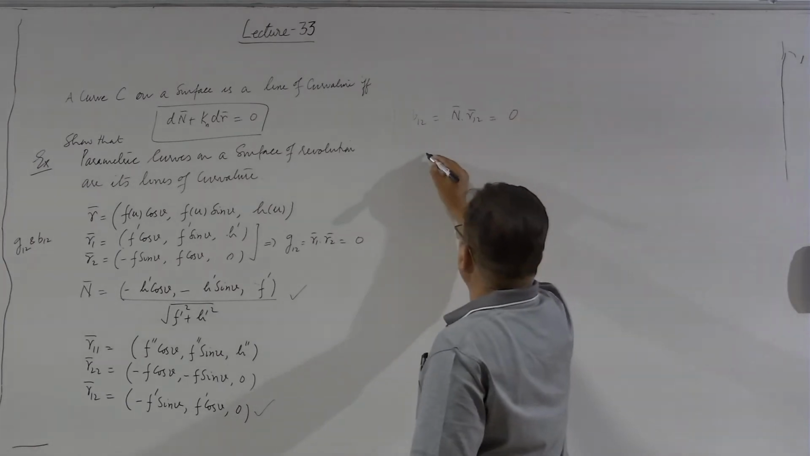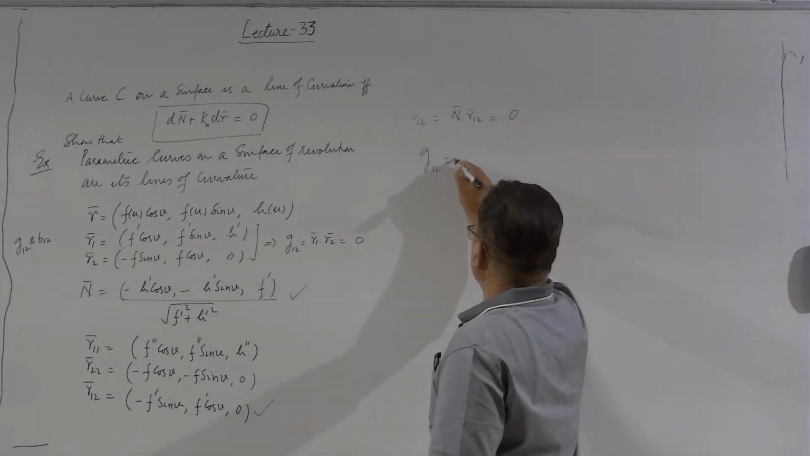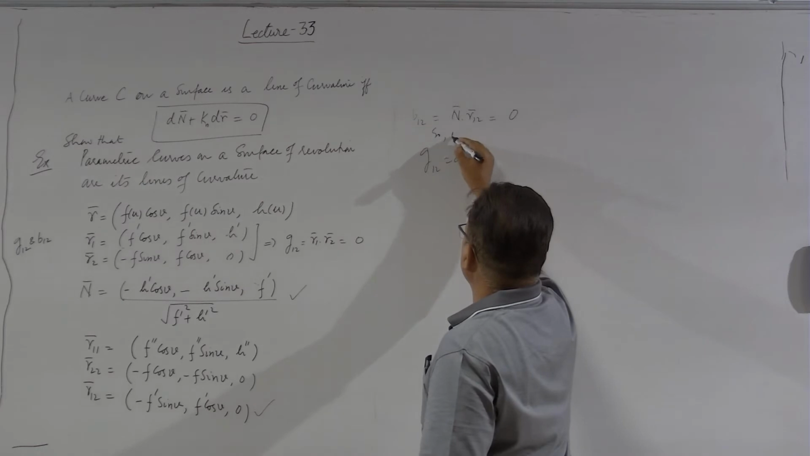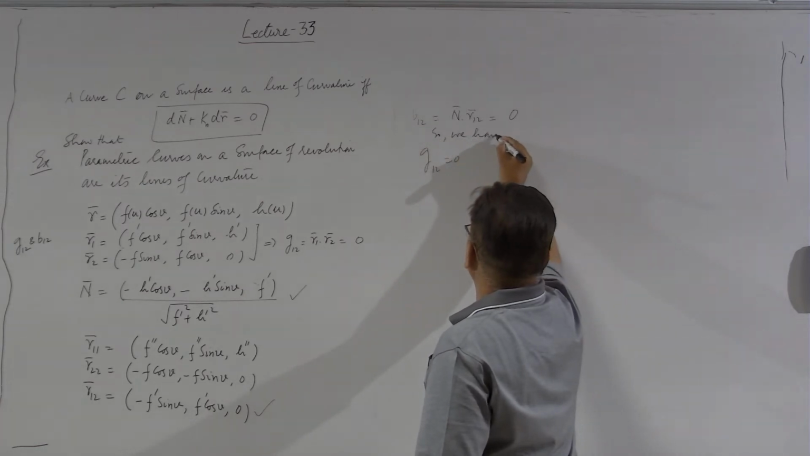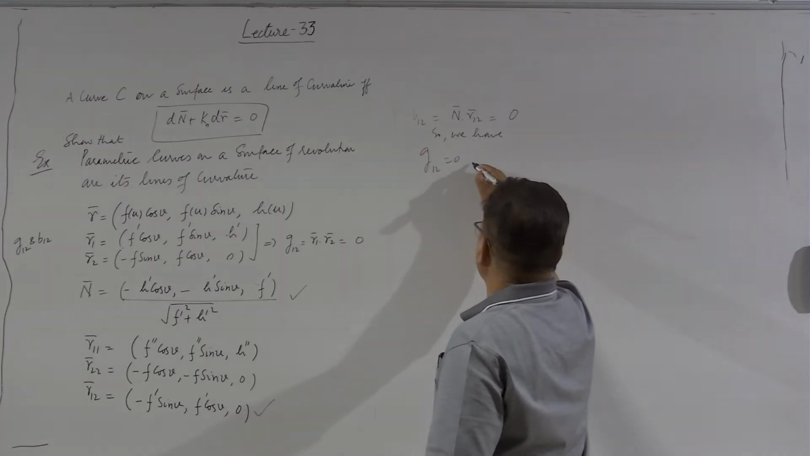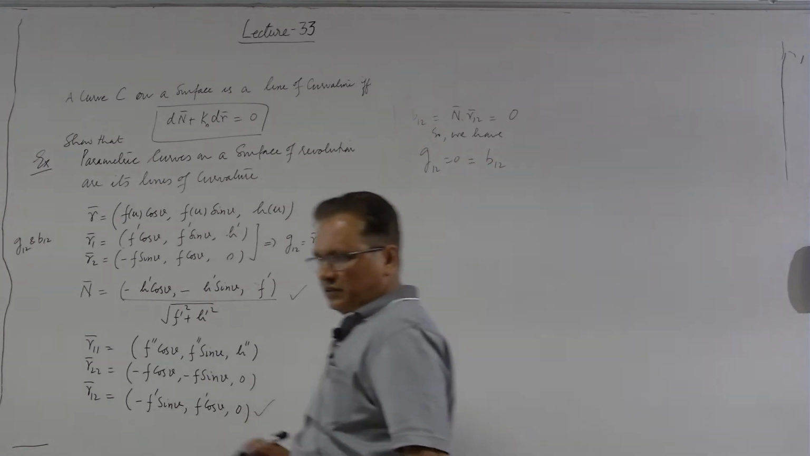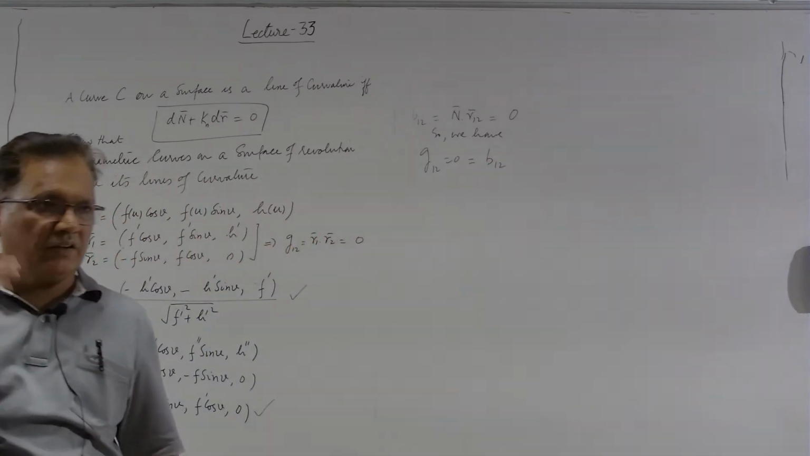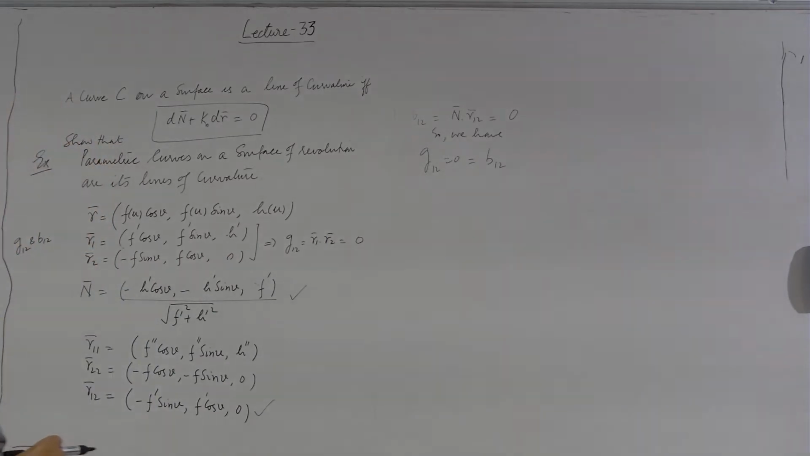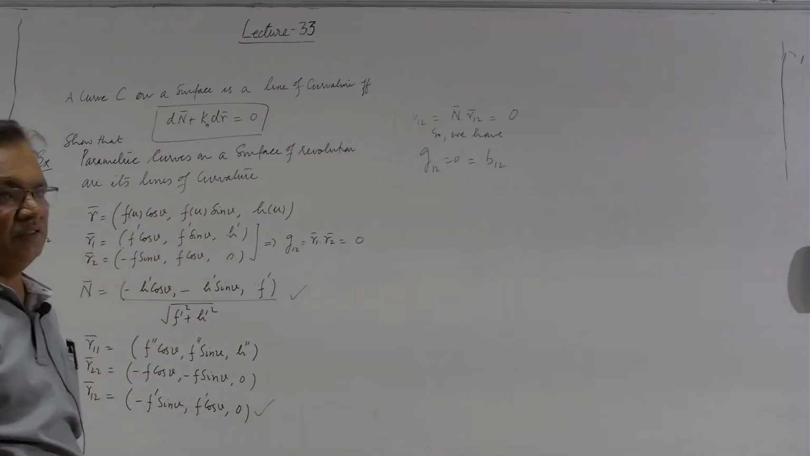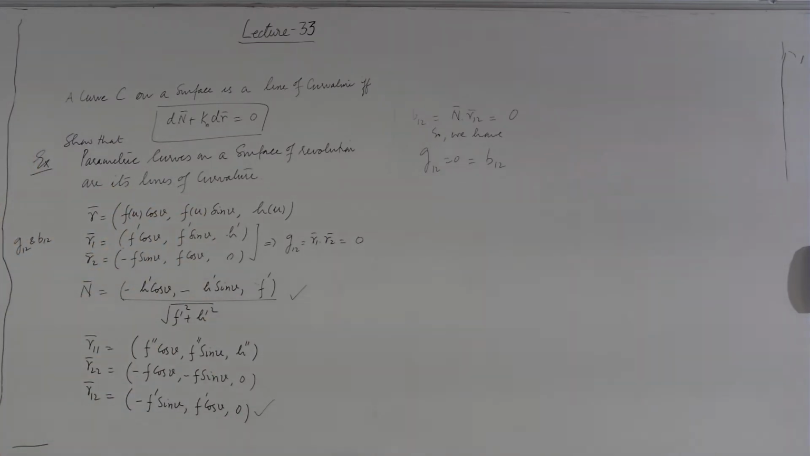So, you have seen that G12 is 0, which is also B12 equal to 0. So, now using the theorem which says that asymptotic lines of curvature are parametric curves if and only if these two things are 0. So, this proves the assertion.